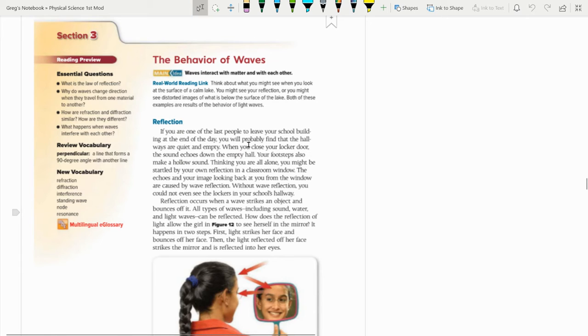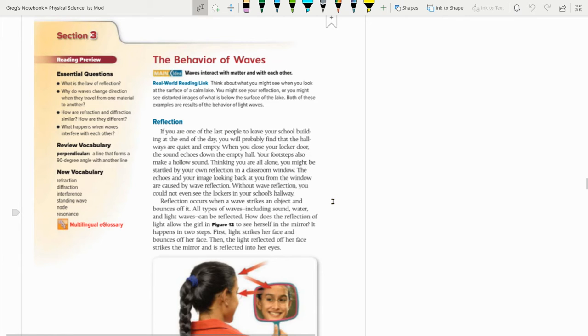Reflection. If you are one of the last people to leave your school building at the end of the day, you will probably find that the hallways are quiet and empty. When you close your locker door, the sound echoes down the empty halls. Your footsteps also make a hollow sound. Thinking you are all alone, you might be startled by your own reflection in a classroom window. The echoes of your image looking back at you from the window are caused by wave reflection.